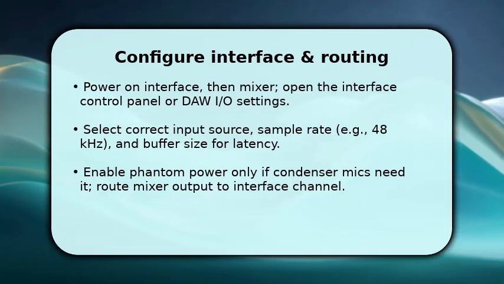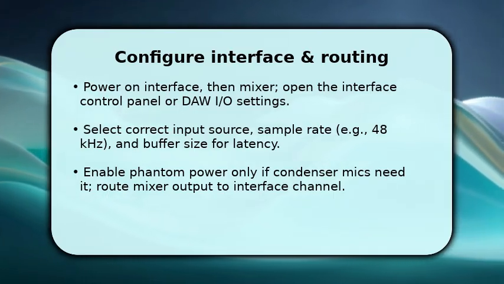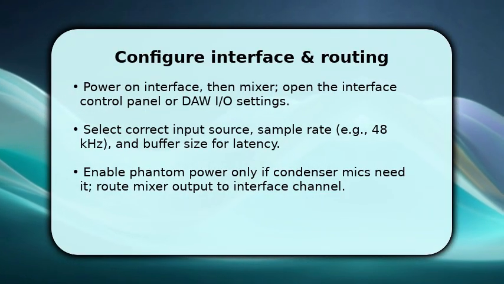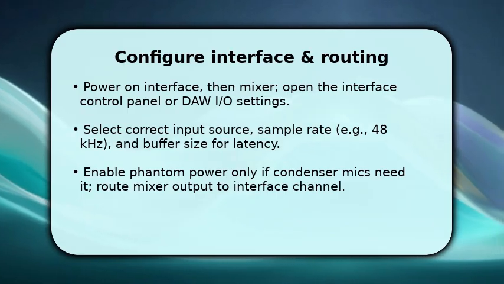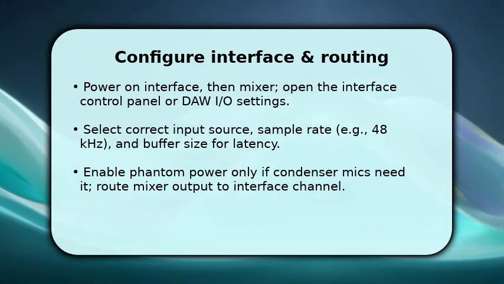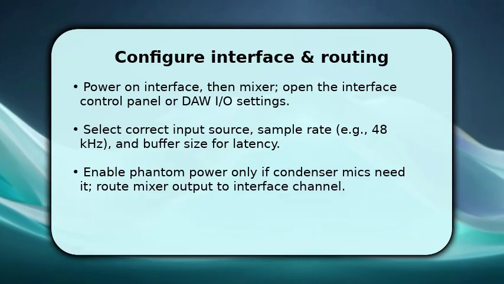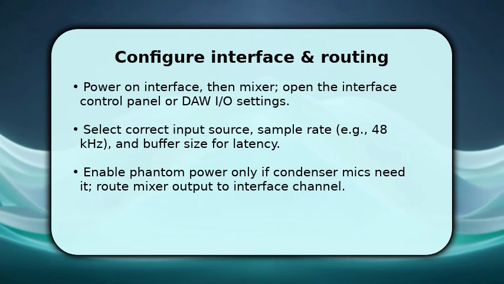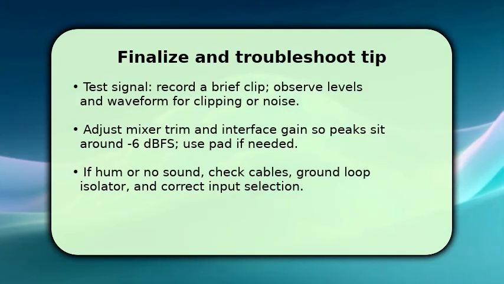Adjust buffer size for acceptable latency, smaller for tracking, larger for mixing. If using condenser mics from the mixer, enable phantom power at the mixer, not the interface, unless the interface input supplies it. Make sure channel meters show signal without peaking as you raise gains slowly. Finish by confirming audio passes cleanly into your computer and records.